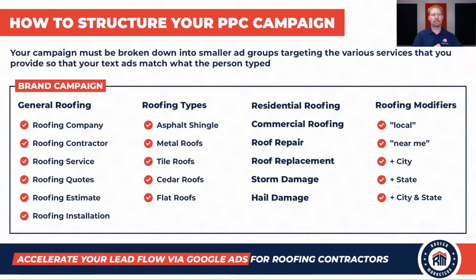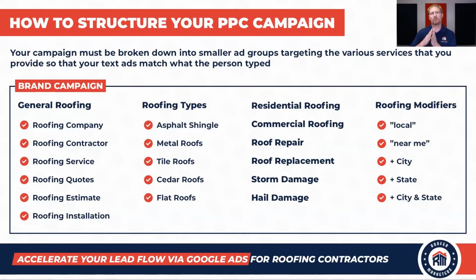So let's talk about how to structure your pay-per-click campaigns. So you're going to have campaigns. And then inside of campaigns, you're going to have ad groups. And inside of ad groups are keywords that you're bidding on. And so you're going to have different campaigns, mainly around, say, general roofing terms. You're going to have a campaign or an ad group around roofing company, roofing contractor. That's a different thing, right? Roofing service, roofing services, roofing quotes, estimates, installation. Those are different ways that people type these words into Google.